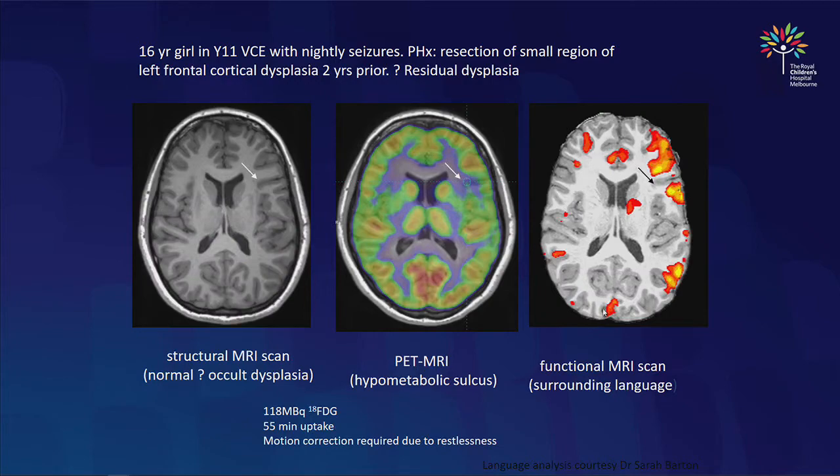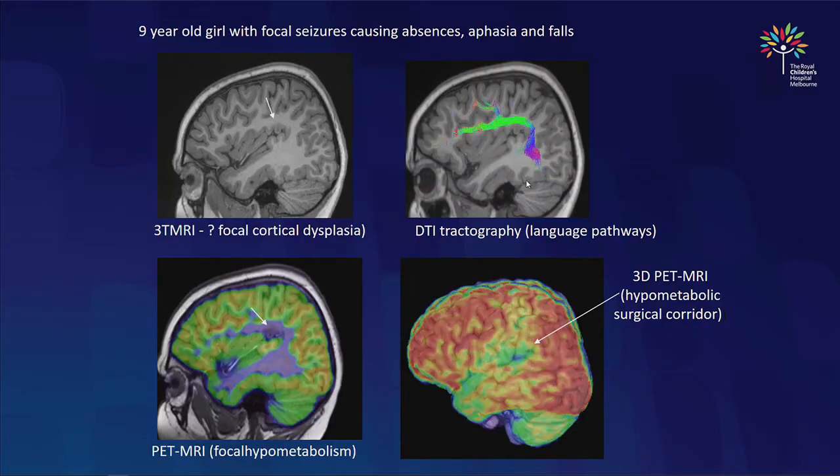She then went on to have a functional MR, which shows that she's got surrounding language all around it, but there's actually no significant function in that. So to have that base of sulcus dysplasia resected is unlikely to leave her with a significant morbidity.